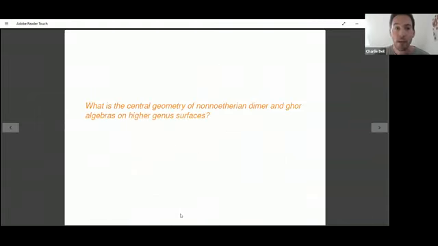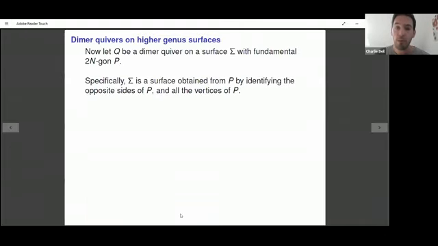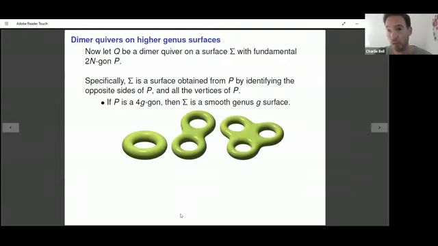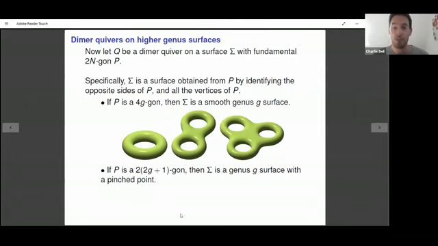Okay, so now we ask, what is the central geometry of a non-Euclidean dimer and Gorenstein algebra on higher genus surfaces? So let Q be a dimer quiver on a surface sigma with fundamental 2n-gon P. Specifically, sigma is a surface obtained from P by identifying the opposite sides of P and all the vertices around P. If P is a 4G-gon, then sigma is a smooth genus G surface. So something like this. If P is a 2 times 2G plus 1-gon, then sigma is a genus G surface with a pinched point.